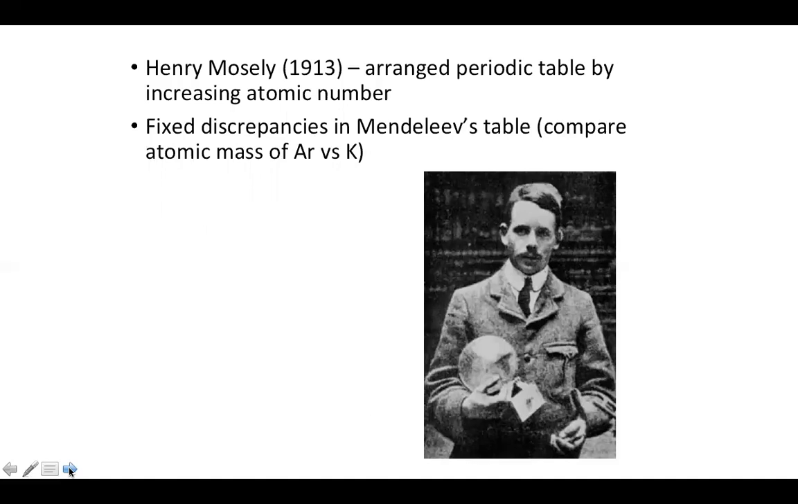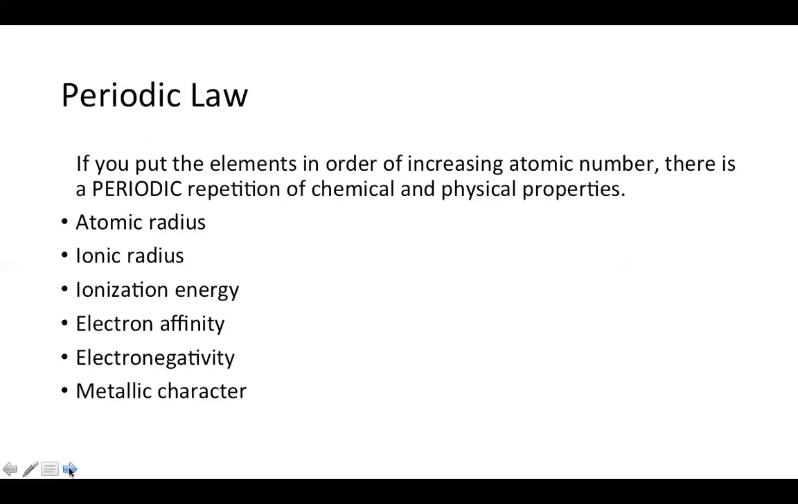Moseley, on the other hand, arranged the periodic table by increasing atomic number instead, and doing so fixed the discrepancies seen in Mendeleev's table. And arranging elements in order of increasing atomic number allows us to see a periodic repetition of various chemical and physical properties. It also allows us to see these trends listed on this slide here, but we are going to focus on these first 5.